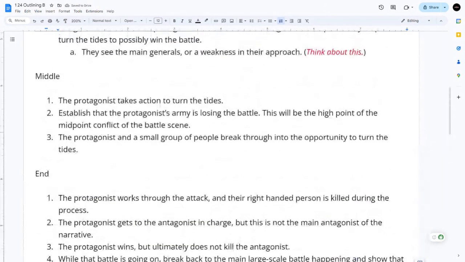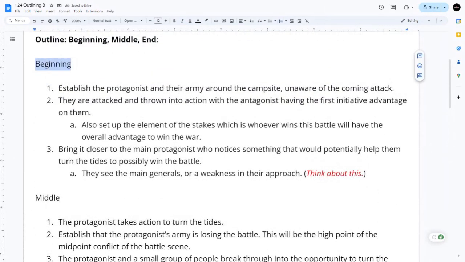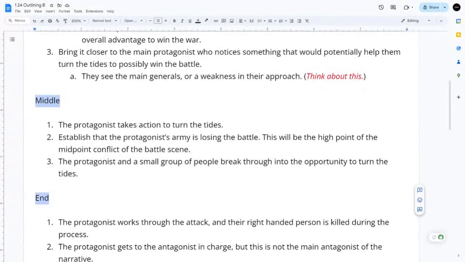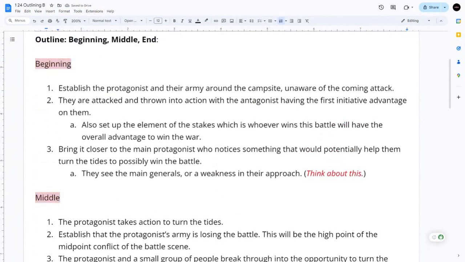All right. So let's just look at this real quick. All right. So the beginning, we establish the protagonist. Remember, you always go back to your brainstorming, just kind of read through it. Maybe something will pop up in your head, whatever it is. Establish the protagonist and their army around the campsite, unaware of the coming attack. They are attacked and thrown into action, with the antagonist having the first initiative advantage on them.